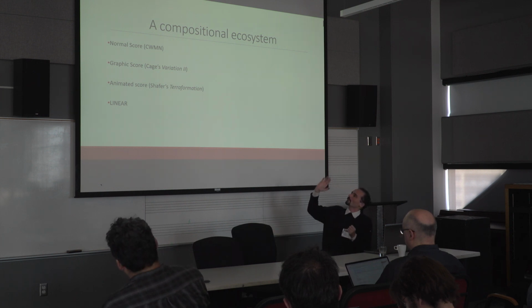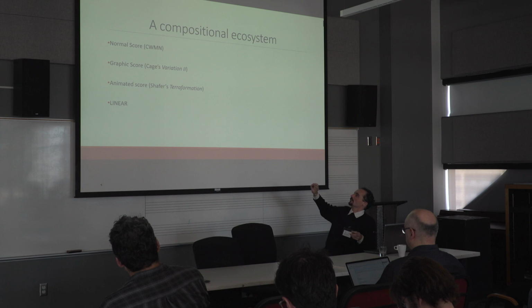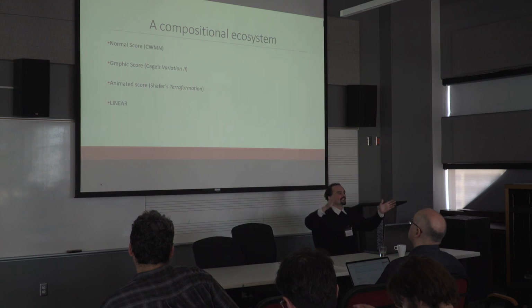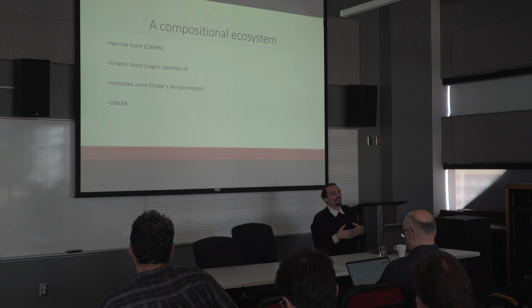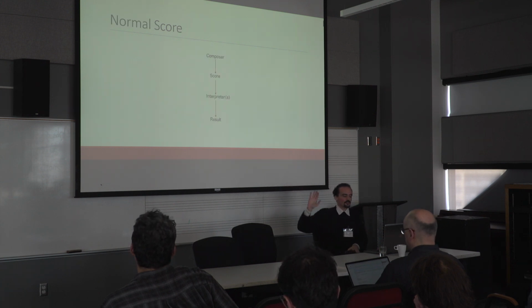So I'm going to go through, let's say, a stylization of a normal score in common Western musical notation, sorry. Then a graphic score like Cage's Variations II. I take one example because if I speak about graphic notation, graphic scores, there are thousands of different examples, so I take one just to narrow down the situation a bit. Then an animated score like Schaeffer's Terraformation, and then I will speak about linear. So let's go.